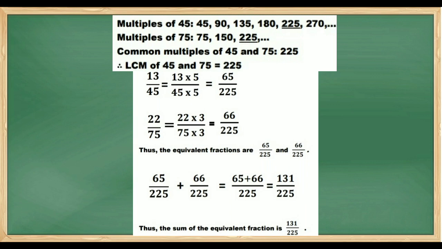Thus, the equivalent fractions that we will get will be 65 upon 225 and 66 upon 225, which when added will give us the answer 131 upon 225. Therefore, the sum of the equivalent fractions is 131 upon 225.